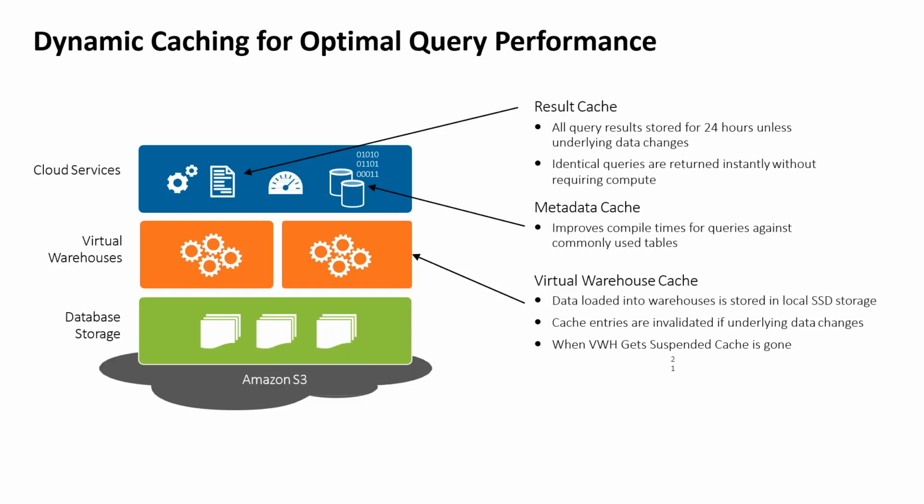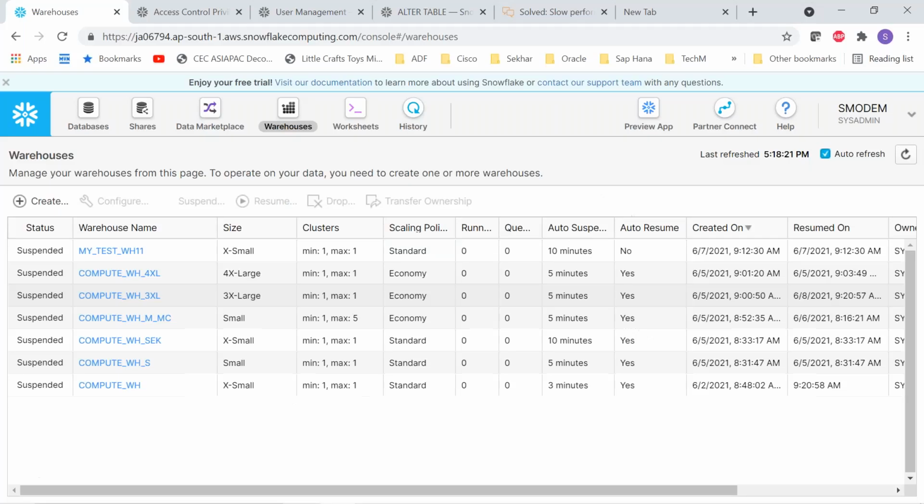And whenever we set the parameters, auto resume, and then what was the other one? Auto suspend. If the virtual warehouse is idle for 5 minutes, then it goes into suspension mode, right? We talked about it, right?